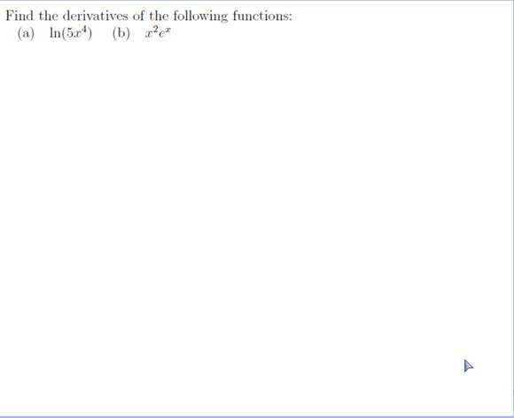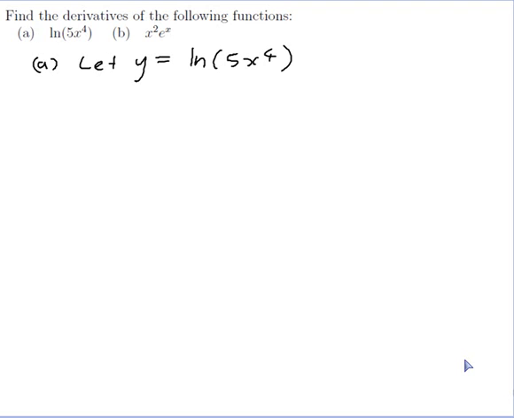Find the derivatives of the following functions. A. ln 5x to the 4. B. x squared e to the x. A. Let y be equal to ln of 5x to the 4.